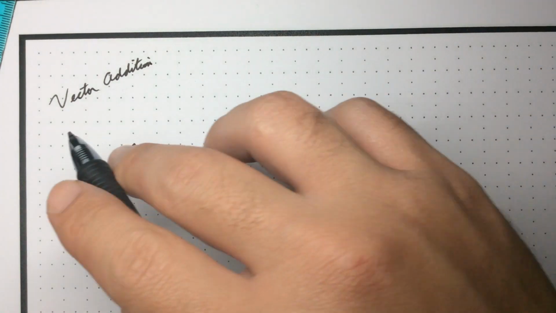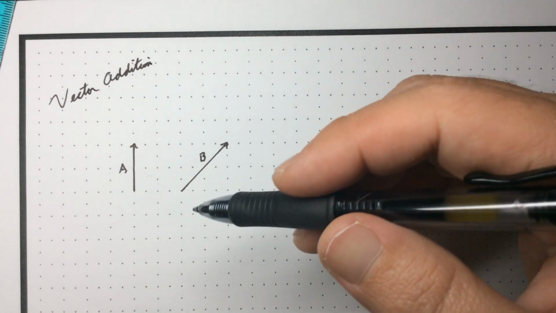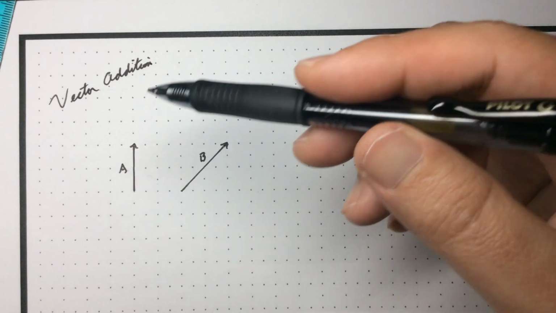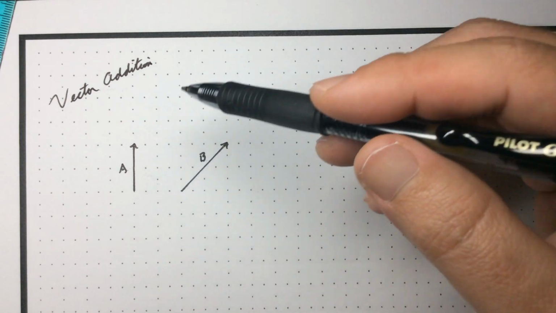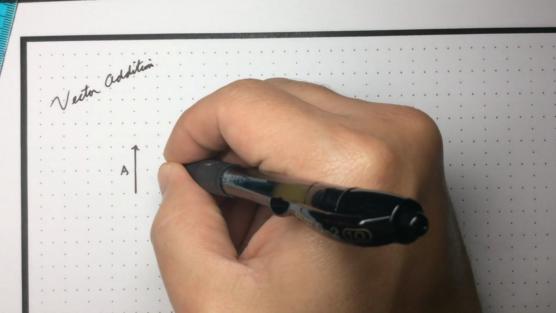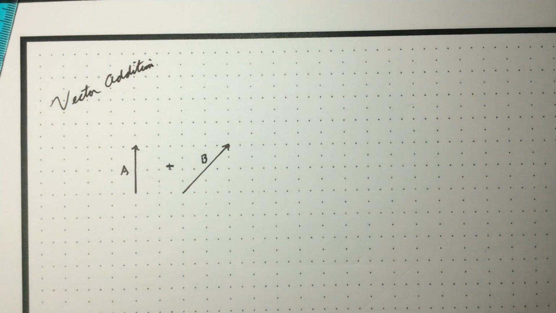A vector is just something that has an amount and a certain direction to it. And so here we have vector A and vector B. It could be two vectors of force, could be two vectors of displacement. You got to make sure they're the same thing if you want to add them together. And so we're going to talk a little bit about graphical and algebraic vector addition.